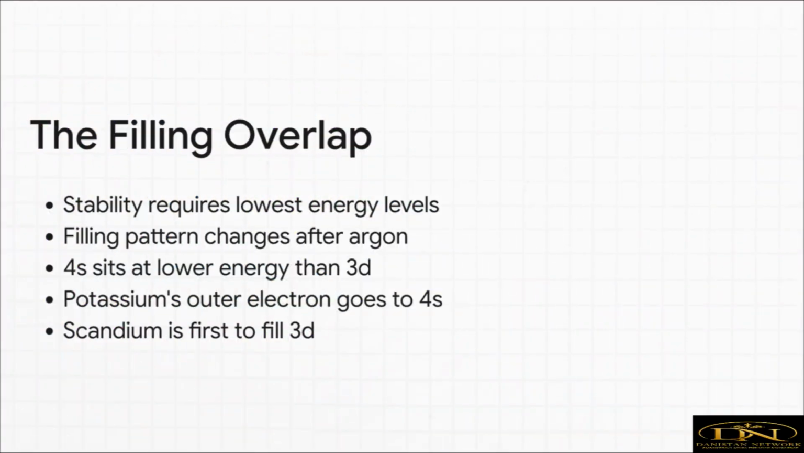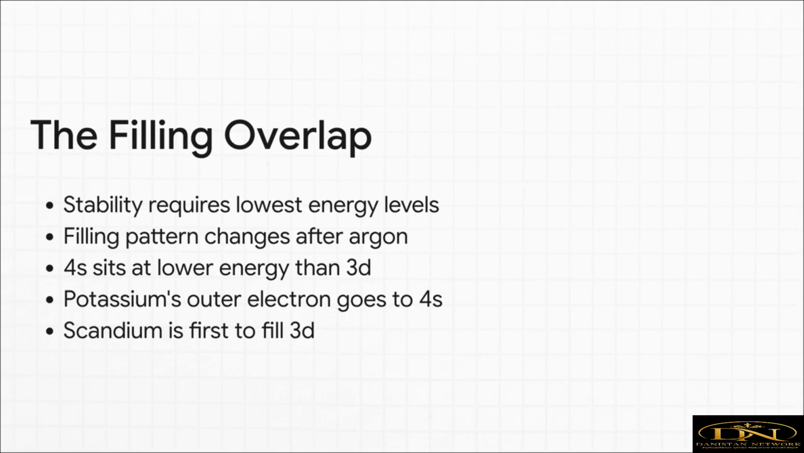So the crucial point is that the filling order completely stops following a regular pattern after the element argon. After argon, where the 3p is full, the subshell energy levels physically overlap. Even though 4s is technically in the fourth principal shell, it actually sits at a slightly lower energy level than the 3d subshell. Because electrons are, well, inherently lazy and always seek the lowest possible energy, the very next electron goes right into the 4s.